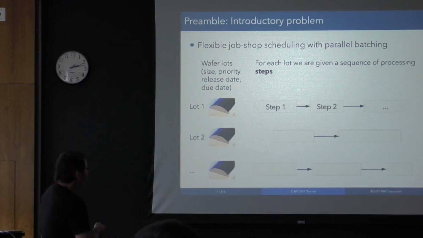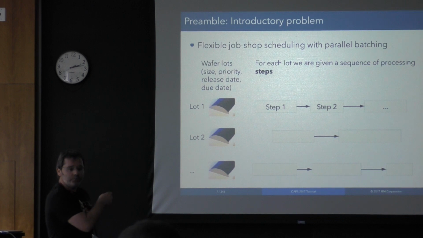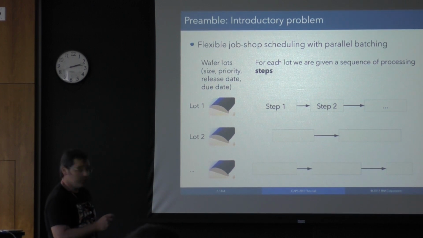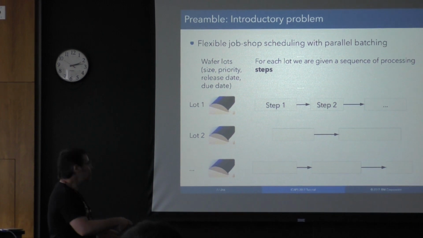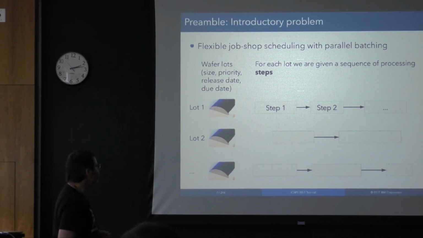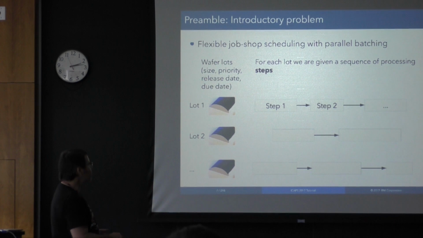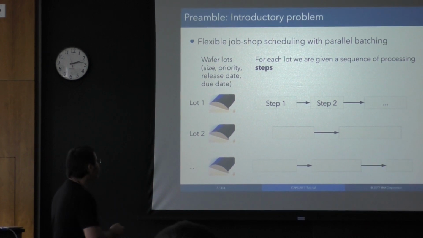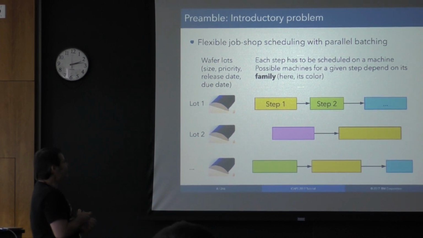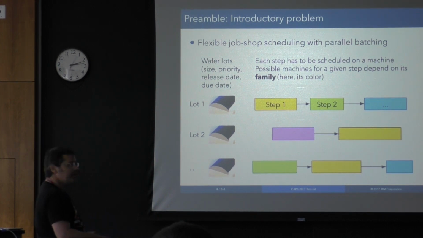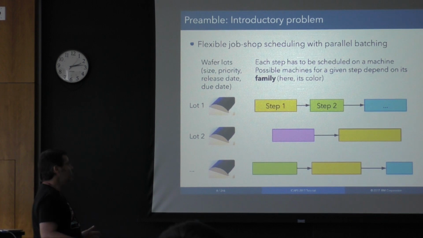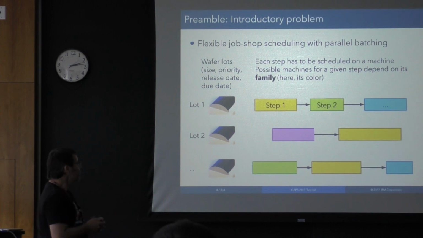When you're looking at a particular job, the job has to follow a set of steps in the shop. So let's focus on lot 1 here. It first goes on an activity in step 1, then later on, this is a precedence constraint, to step 2, and so on. So we have a chain of steps for each lot. Now, each step has to be scheduled on one machine, and you have a set of possible machines in your workshop.